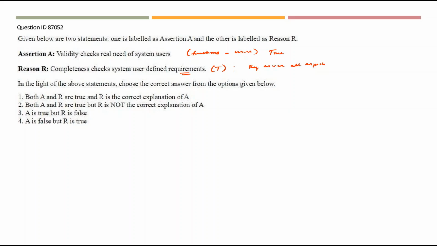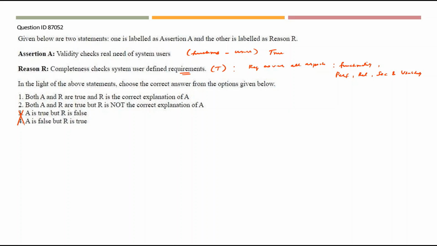We know that both A and R are true, so option 3 and option 4 are removed. Do you think completeness is going to be a reason for validity? It is obviously not. R is not the explanation of A. Validity is checking about the needs of the user. It's about the function that the system has to do. Completeness is about covering the overall aspects of the system. Actually, functionality will be one of the aspects that is taken care of in validity. The rest, like performance, reliability, security, and usability, should also be covered in this requirements list.